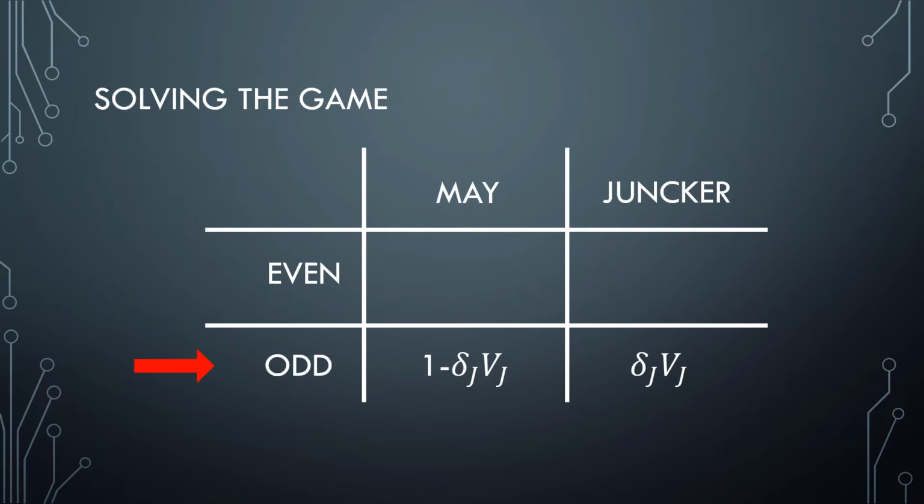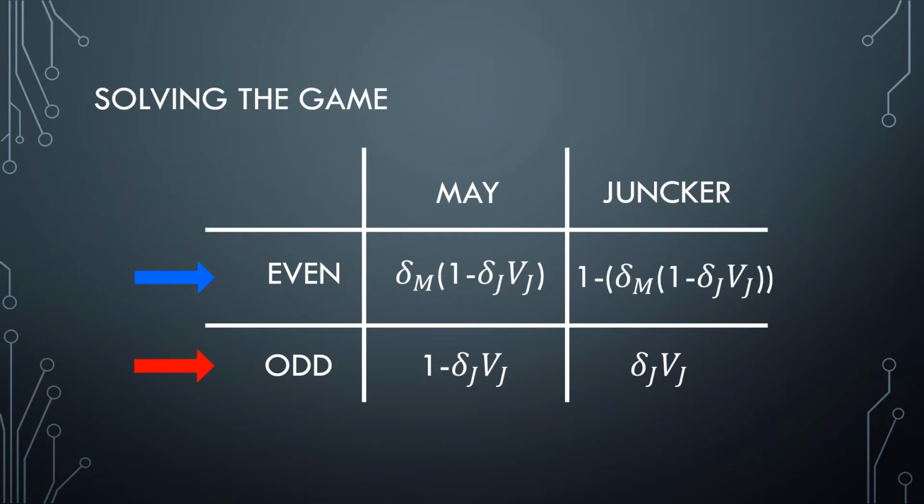Moving now to the even period n-1, Juncker will know that May's continuation value is equal to the bottom left quadrant, and therefore will offer her this amount multiplied by her discount factor, delta m. Juncker will therefore receive 1 minus May's payoff, as shown in the top right quadrant.